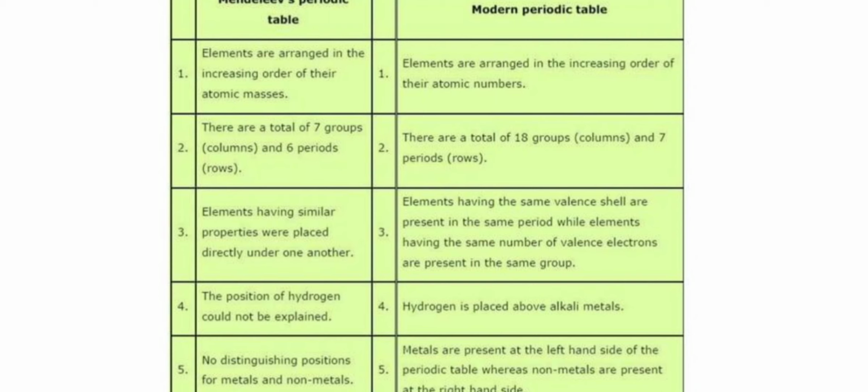Elements having similar properties are placed directly under one another. Elements having similar valency shell are present in the same period, while elements having the same number of valency electrons are present in the same group. The position of hydrogen could not be explained. Here the position of hydrogen is solved and placed above the alkali metals. The last point is not important for you.